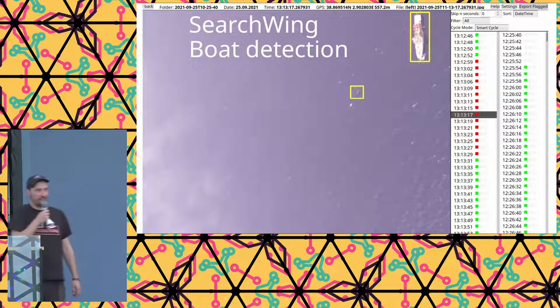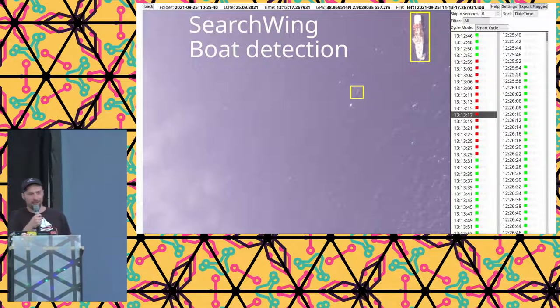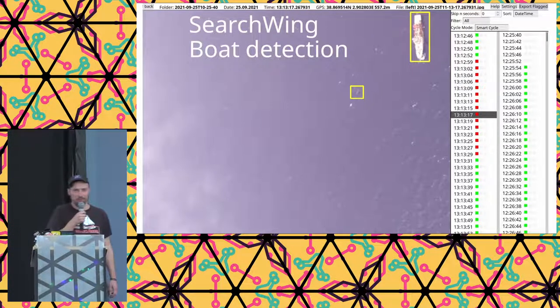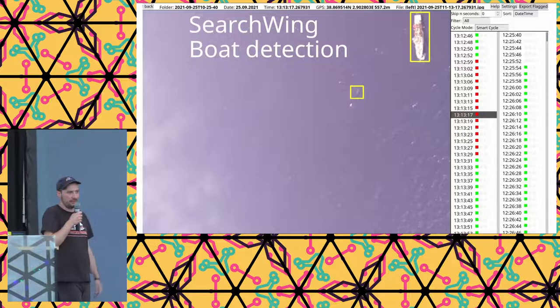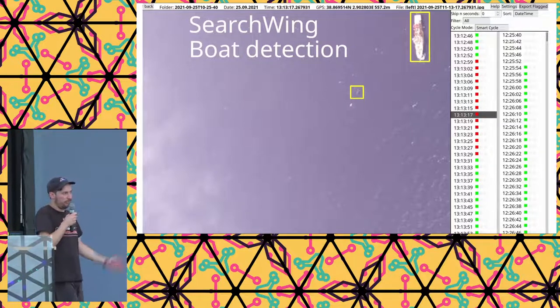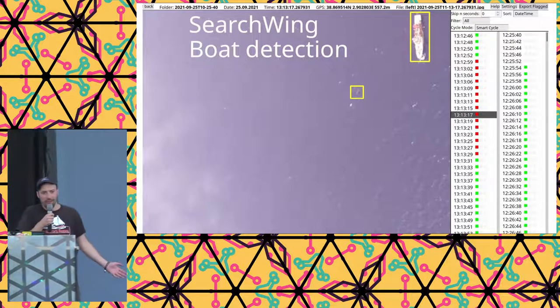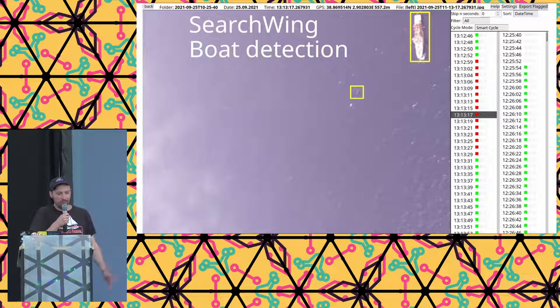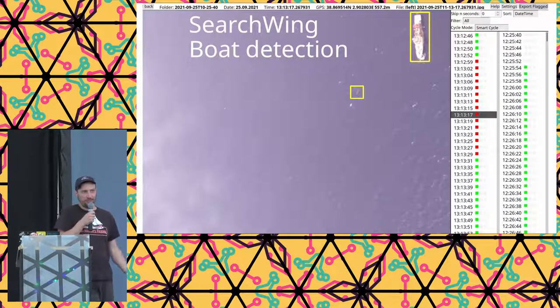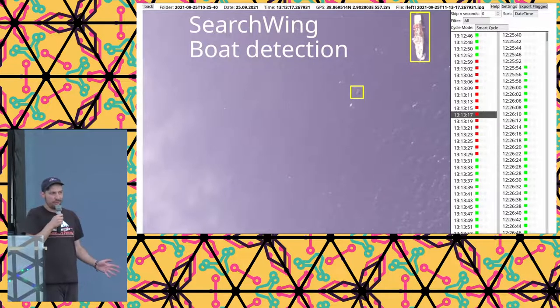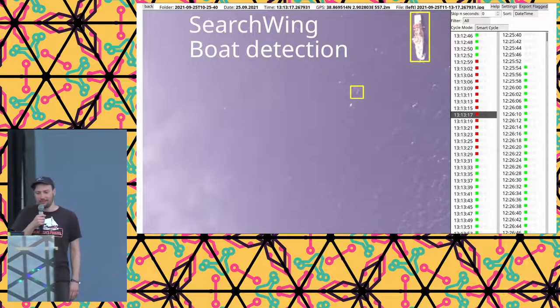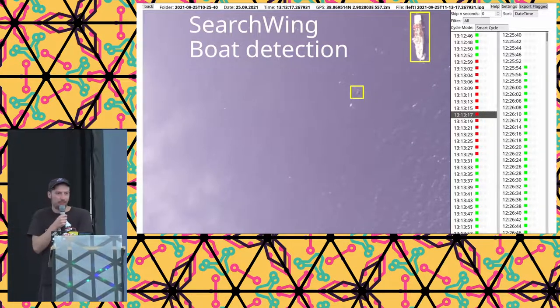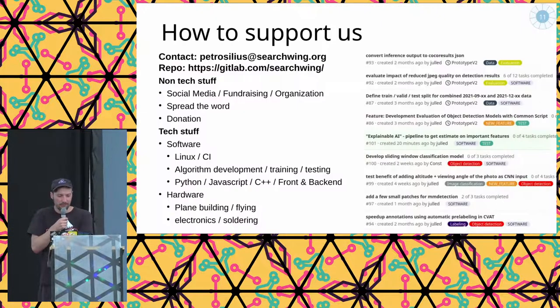It's not a really easy task, especially if you're on board a rescue ship for 2 weeks and there are high waves all day. Then you're super stressed and you cannot really focus on finding all the boats in these roughly 3,600 images per flight. So we need some computer to help us on this task.